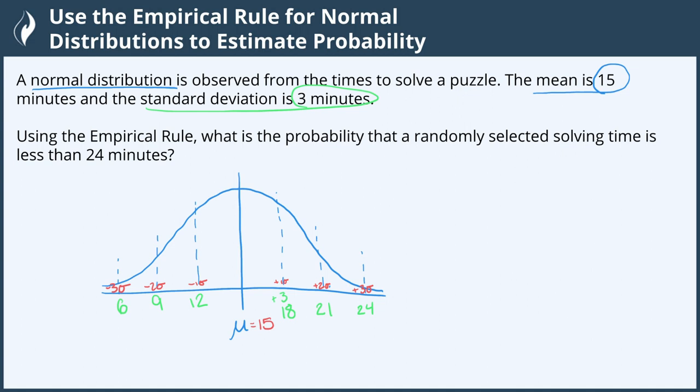Because this follows a normal distribution, we have the empirical rule that gives us an estimate about how much data falls between 1, 2, and 3 standard deviations of the mean. Within 1 standard deviation of the mean, approximately 68% of the data will fall. Within 2 standard deviations of the mean, approximately 95% of the data will fall, and within 3 standard deviations of the mean, approximately 99.7% of the data will fall.